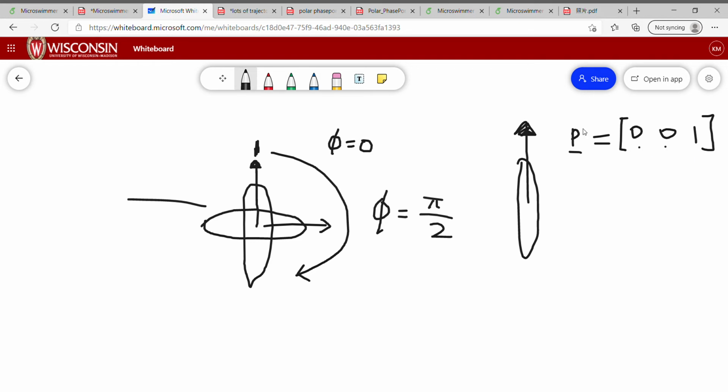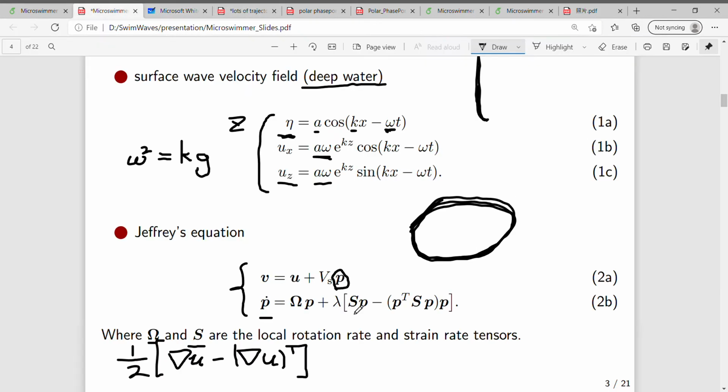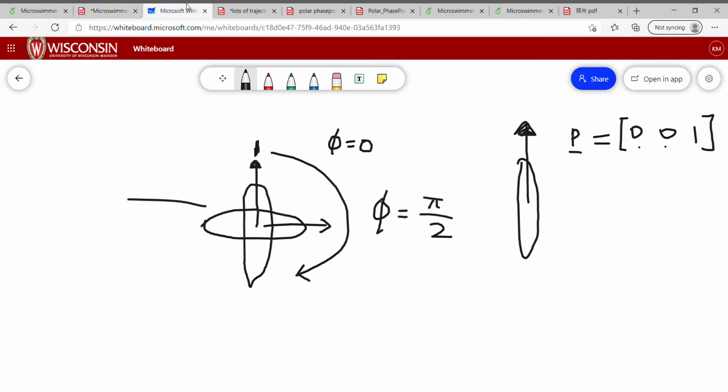So p here is actually not a position, but the orientation vector. And we define the angle from here to here. We say that this is phi equals 0, and the swimmer is oriented like this. If we rotate this 90 degrees, then it becomes phi equals pi over 2.